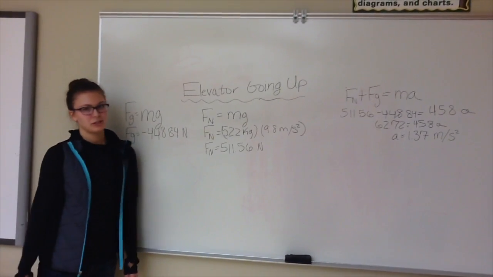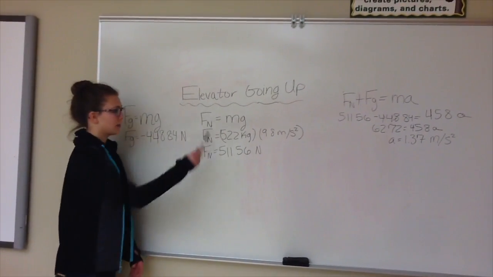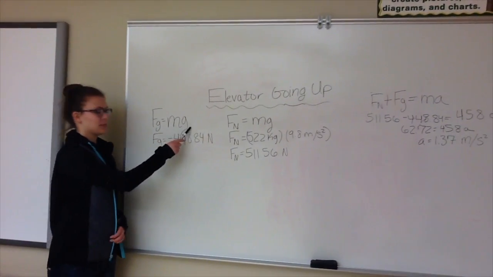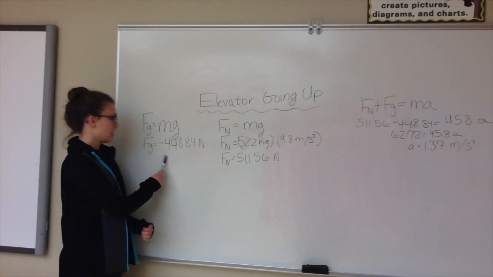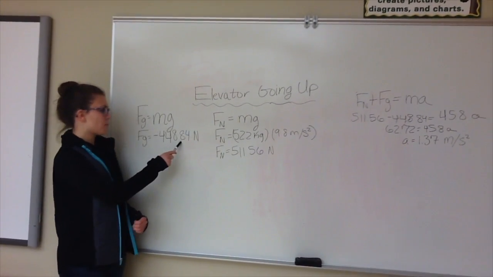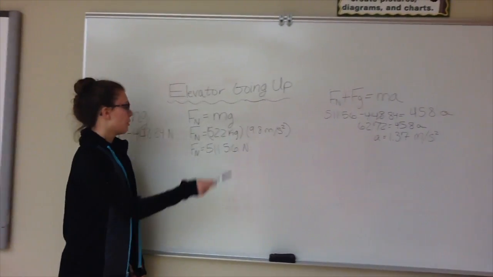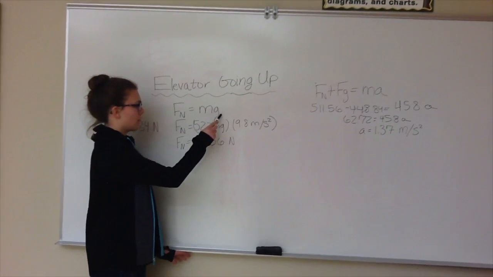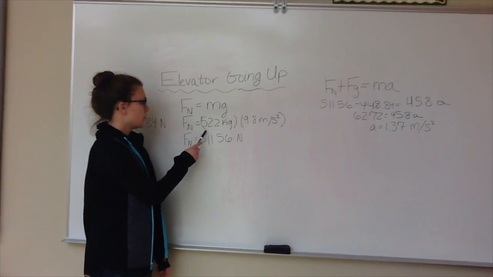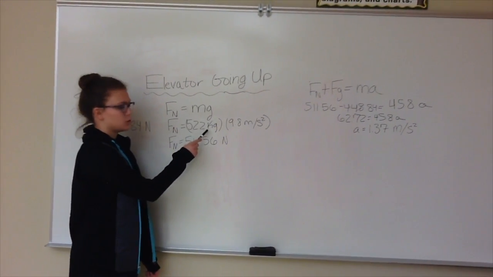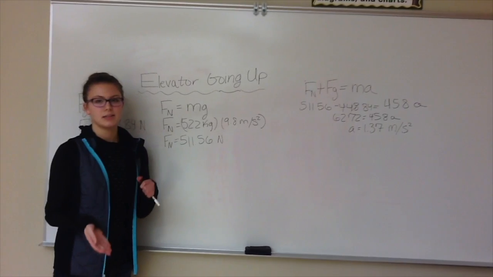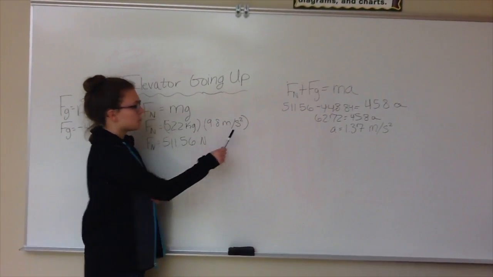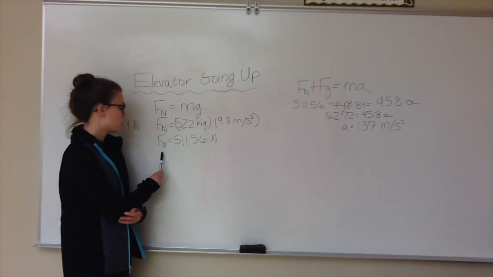So now we are going to find the acceleration as the elevator is going up. As a reminder, our force of gravity equals mass times gravity, and our force of gravity ended up equaling negative 448.84 newtons. So now we're going to find our force normal as we are going up. The mass times gravity gives us that. Force normal equals 52.2 kilograms, which is Olivia as the elevator is rising, times our gravity, which is 9.8 meters per second squared.